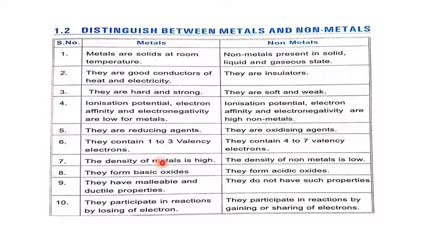The density of metals is high. Why? Because they are hard and strong. Next, the density of non-metals is low. Why? Because they are soft and weak.